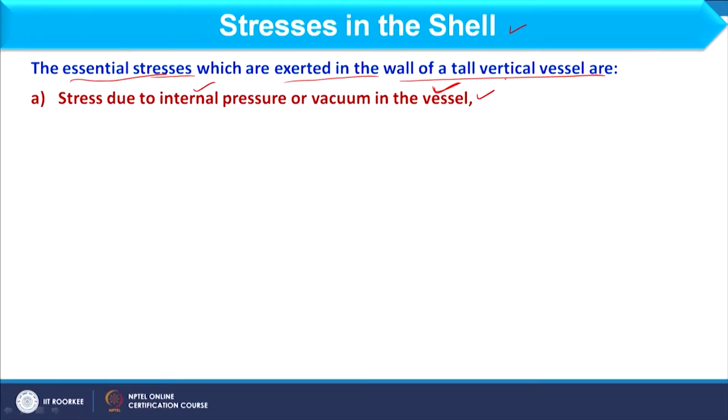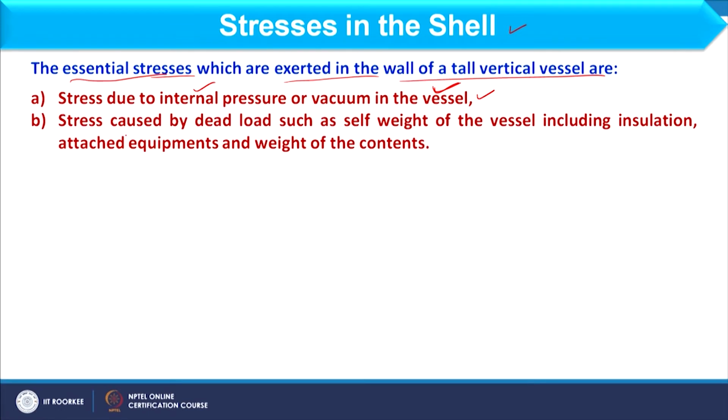So, in that case more pressure is available at the outer surface of the shell, and so we consider that an external pressure vessel, right. Before, we discussed different parts where stresses are generated, like shell, head and support, but in this particular course we are considering stresses generated in the shell and along with that in the support. First one is the stress due to internal pressure or vacuum in the vessel. Second is the stress caused by the dead load, such as self weight of the vessel including insulation, attached equipment and weight of the content.